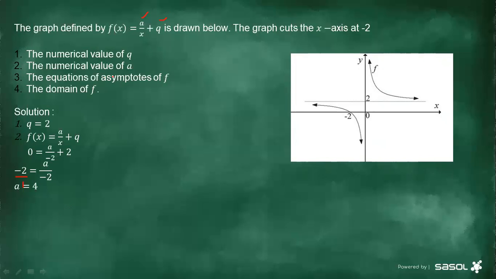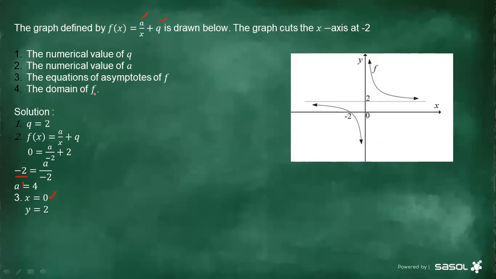And then the equations of the asymptotes: x equals 0 and y equals 2. I said this one will always be x equals 0, because in technical mathematics, we only focus on shifting the graph vertically, especially for the hyperbola graph, not horizontally.